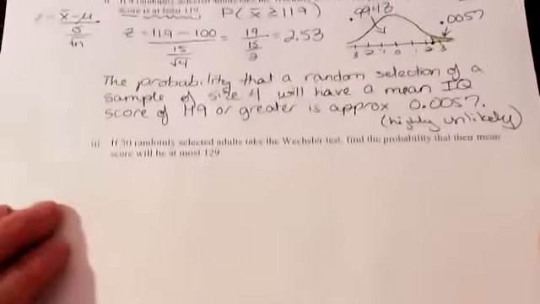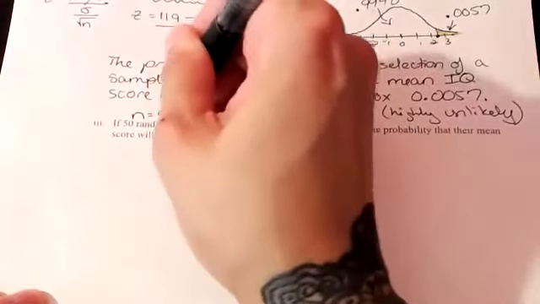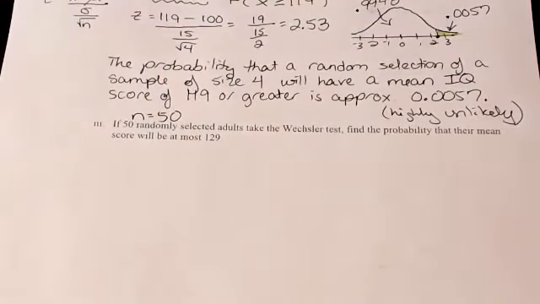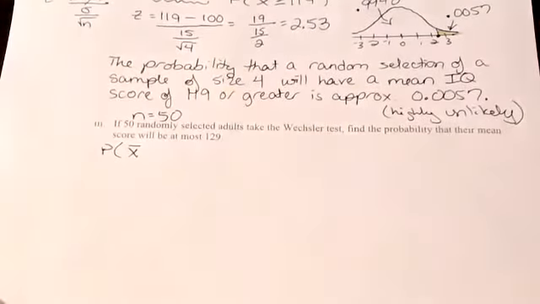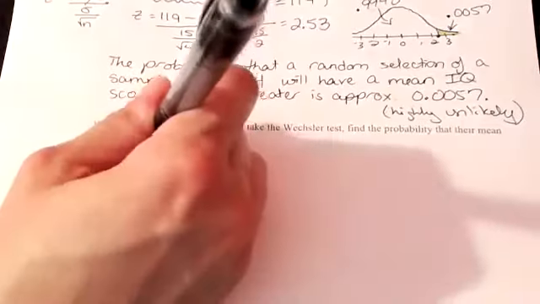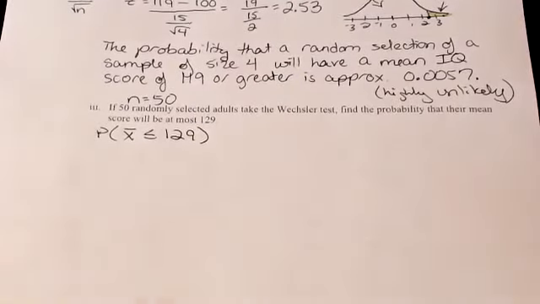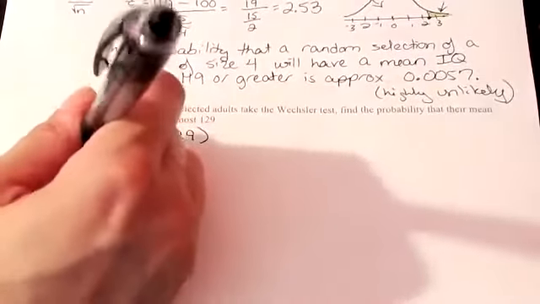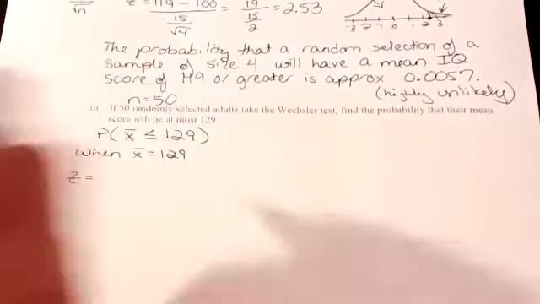And last problem of unit 6, what if 50 randomly selected adults take the Wechsler IQ test? Find the probability that their mean score will be at most 129. That means 129 or less. We're going to go through the same process, right? So when X bar, our mean, is 129, we're going to use the Central Limit Theorem.